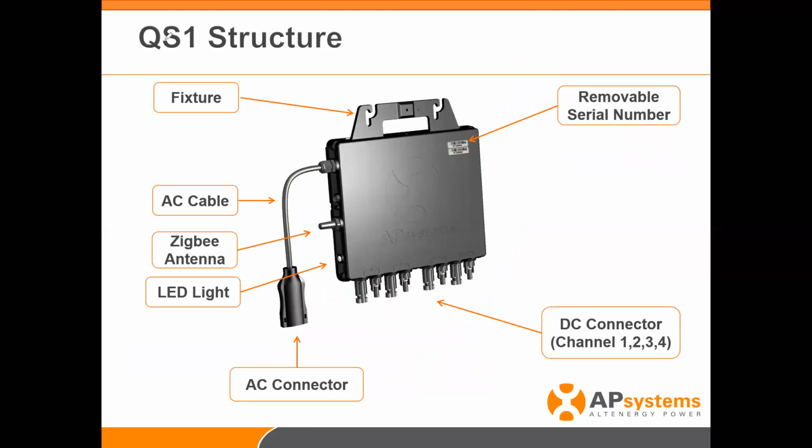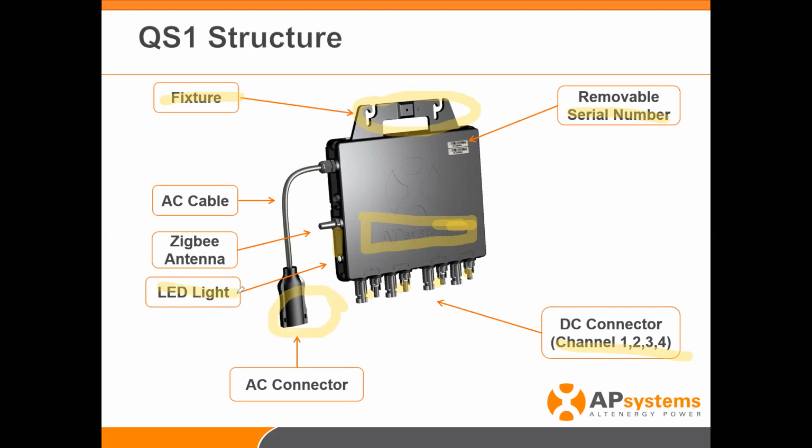QS1, again, very similar. The fixture itself is exactly the same. Same removable serial number configuration. This one is a drawing here, but on the nameplate there would actually be a fixed sticker, and then here would also be a fixed sticker as well. Again, 4 channel inputs, 1, 2, 3, and 4. The same exact AC connector as on the 600. So again, that mix and match. The same LED light configuration.